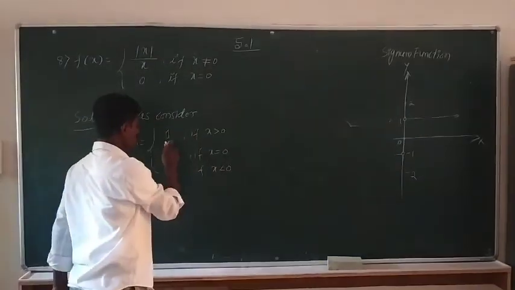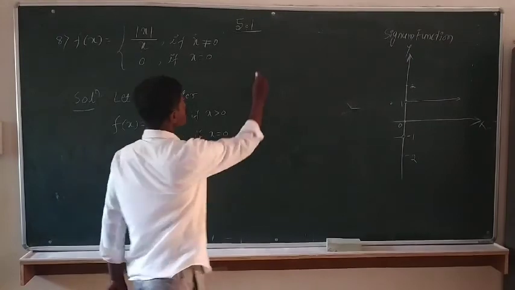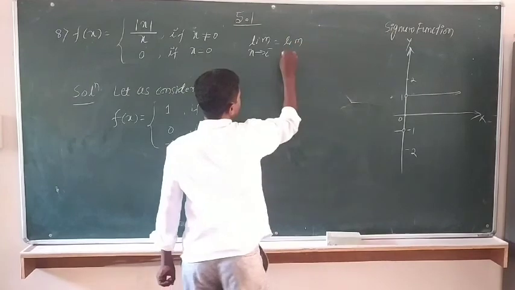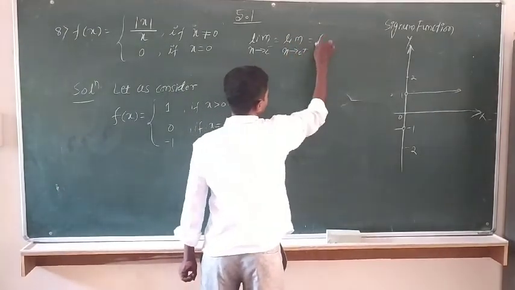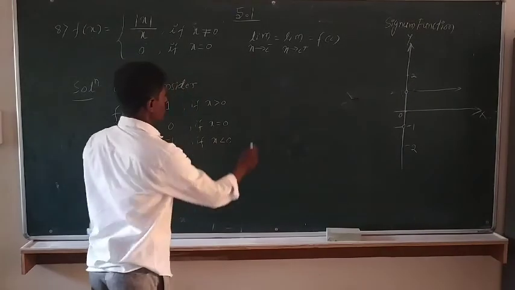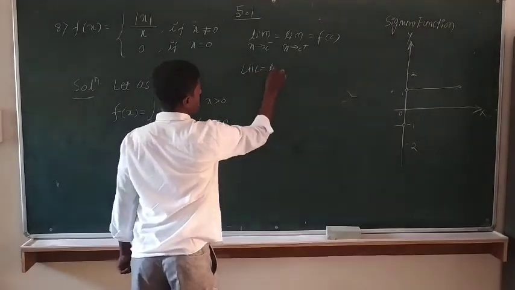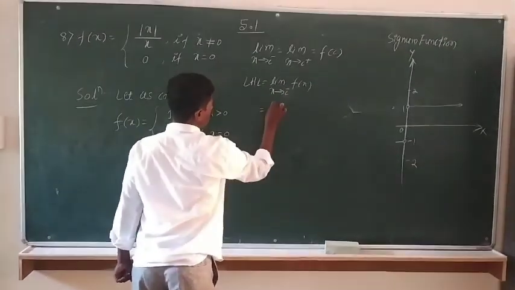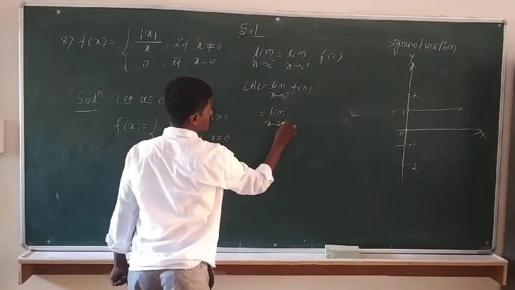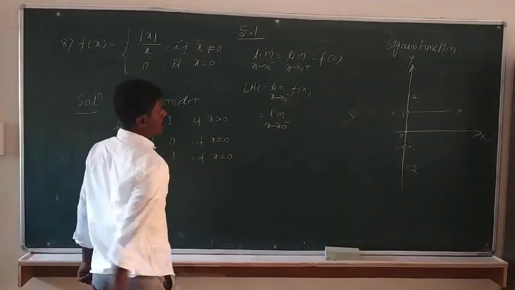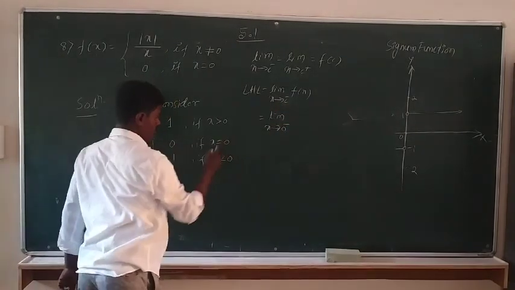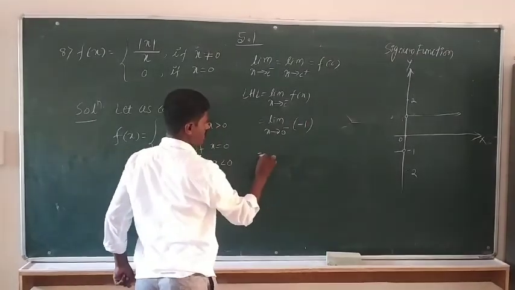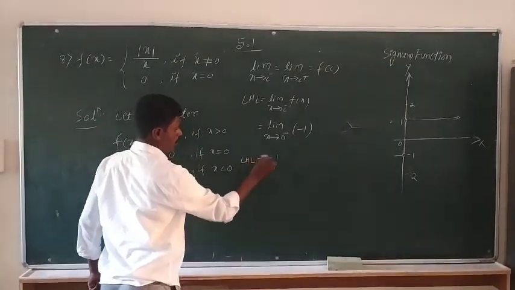Here also the function is in pieces. Hence we use the identity: limit as x tends to c minus equals limit as x tends to c plus equals f of c. First, LHL, limit as x tends to c minus of f of x. Limit as x tends to 0 minus, because the limit is at 0 here. On that occasion, for the left hand limit x is less than 0, so the value is minus 1. LHL equals minus 1.